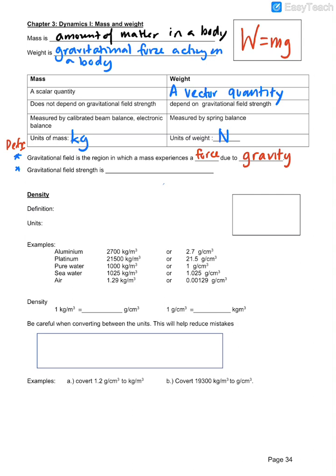Then gravitational field strength itself. Gravitational field strength, the symbol is g, right? Or I always call it gravitational acceleration. So this one is the acceleration due to gravity. Okay? Simple definitions to remember.